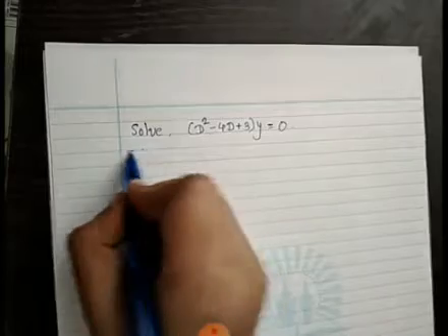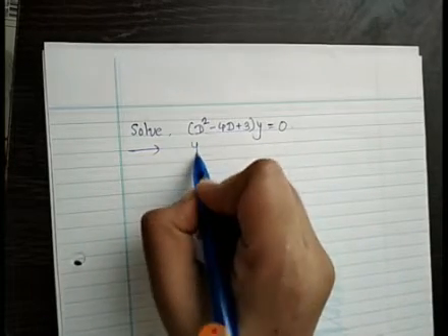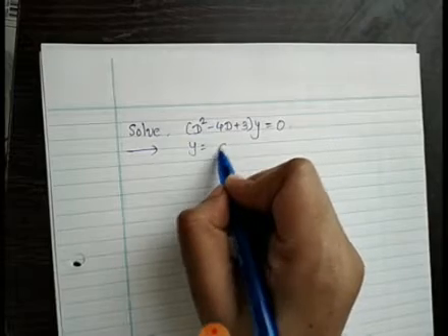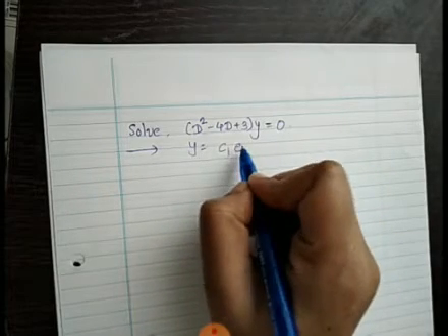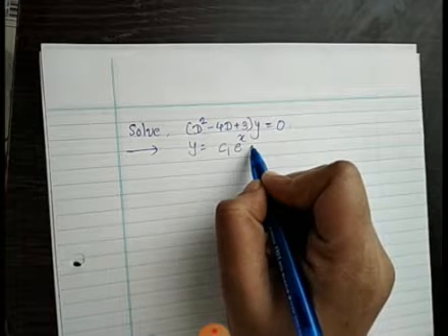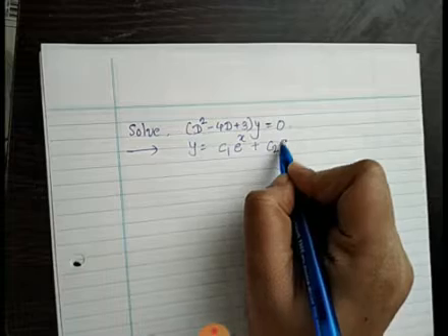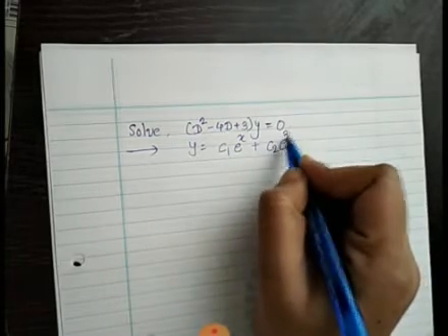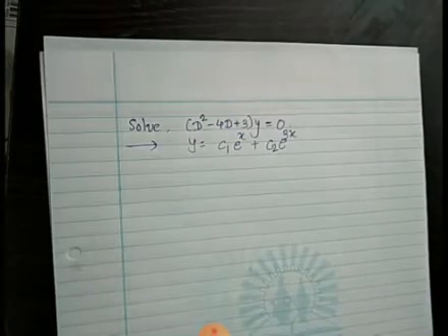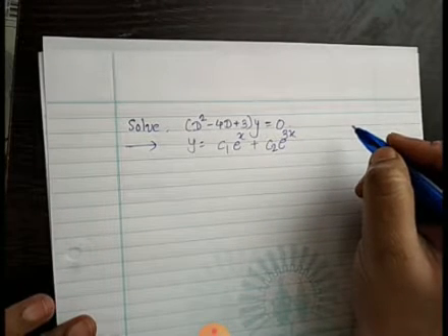Yes. C1 e raised to x, okay, plus C2 e raised to 3x. Okay. Are you able to get the same answer, everyone out there?